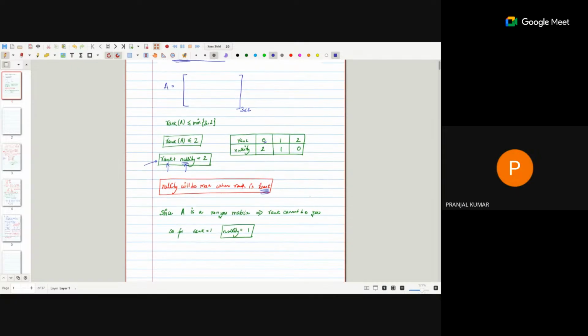So rank plus nullity should be equal to the number of variables in the matrix, but it is written that it is two. So why two?